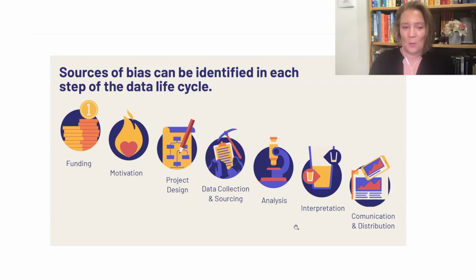So just to review one more time, these are the 7 steps: funding, motivation, project design, data collection, analysis, interpretation, and communication. You need to think about each one of these steps as you're writing a data journalism story and embedding ethics and equity into that data journalism story. So we'll start looking at some practical examples, doing some readings, and talking about some of these specific steps that are most important to data journalism in the following modules.